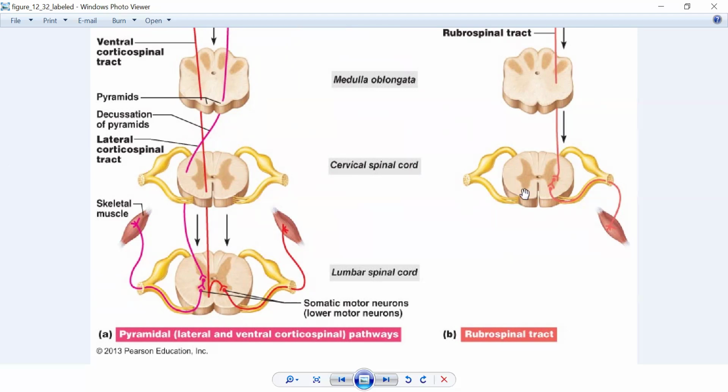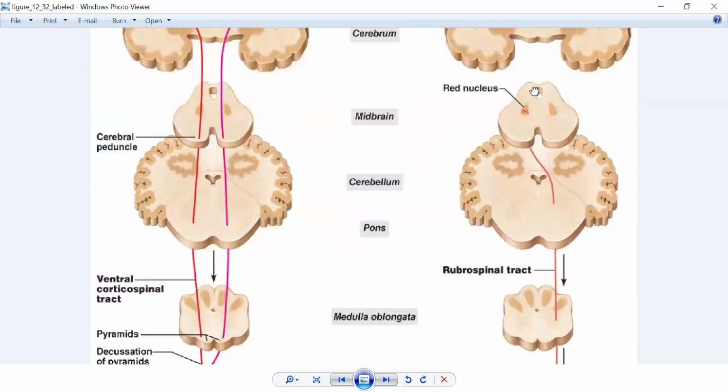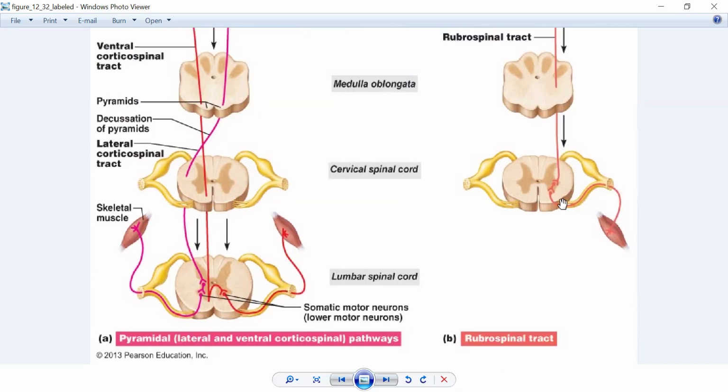The rubrospinal tract on the right-hand side. So we're in the brainstem here. In the midbrain area of the brainstem, you have some cell bodies, nuclei here called the red nucleus, that communicate to skeletal muscles involved in maintaining your body posture.